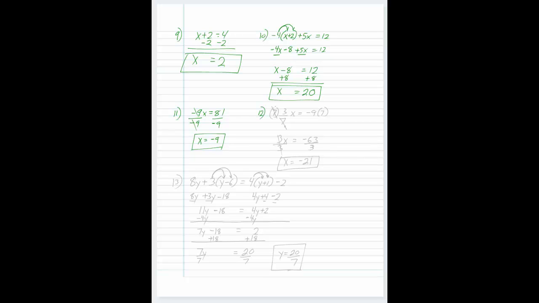Number 12. We have 3 over 7x equals negative 9. Alright, in my experience, I've worked here for about 2 years, I've noticed that most students do not like fractions. So here's my personal way to get rid of fractions. Notice in the bottom, I see 7. Well, one thing we can do is multiply everything top only by 7. Observe.